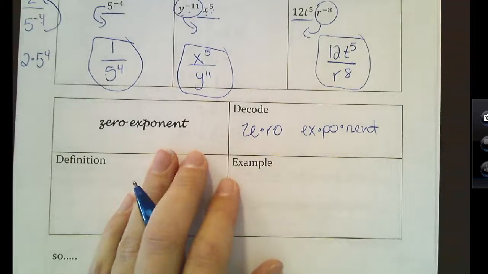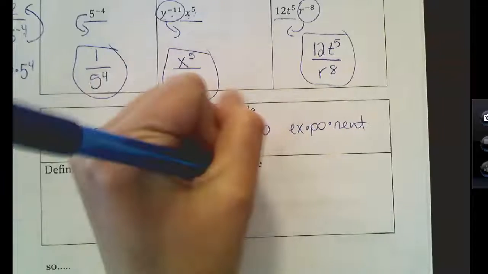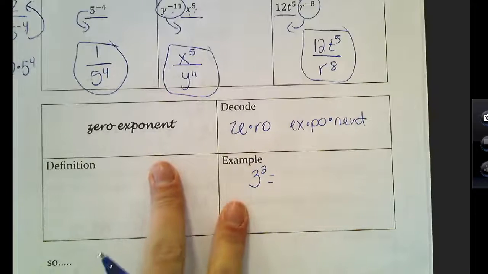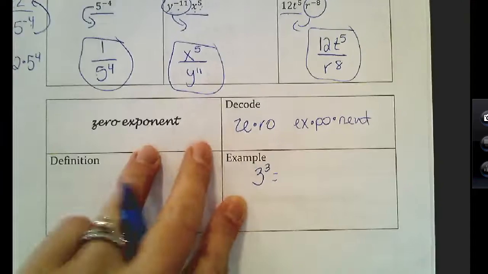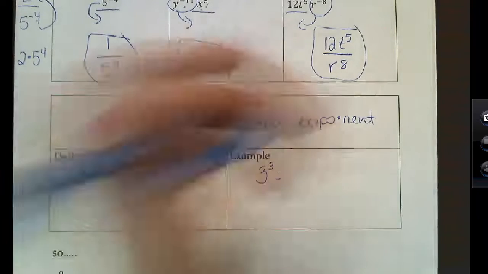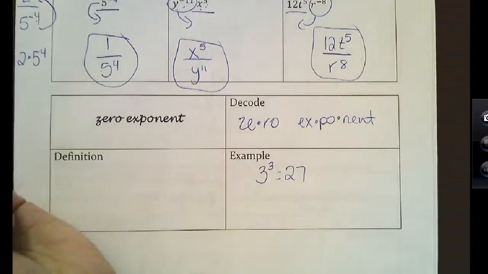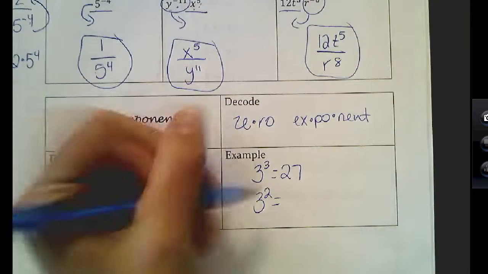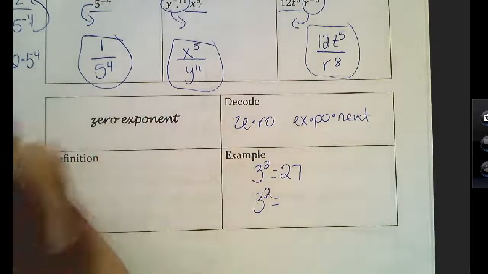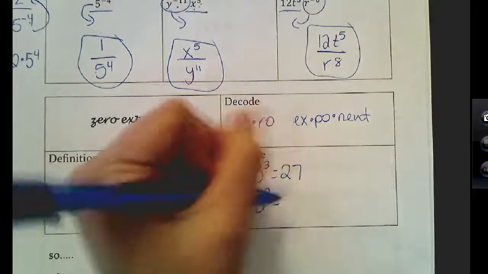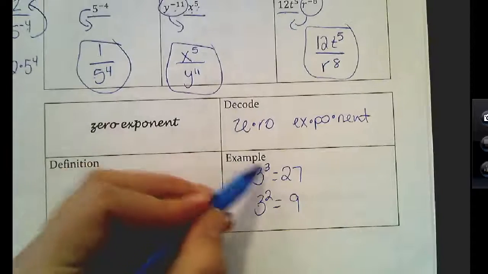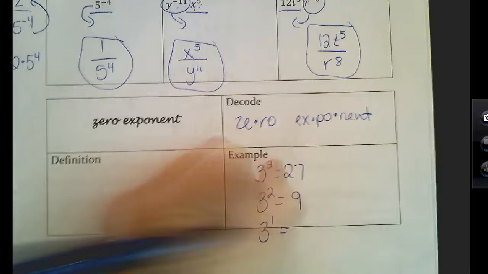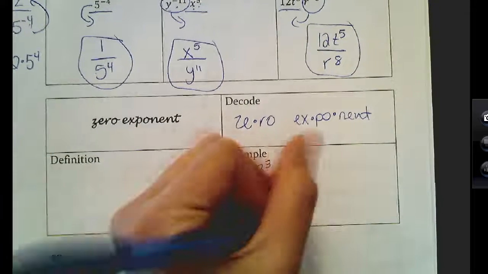Let's say I have 3 to the 3rd power. What's 3 times 3, times 3 more? 27, right? We would get 27. Now let's say I have 3 squared. What's 3 times 3? 9. Good. Now notice my power is decreasing by 1, so 3 to the 1st power would just be what? 3.